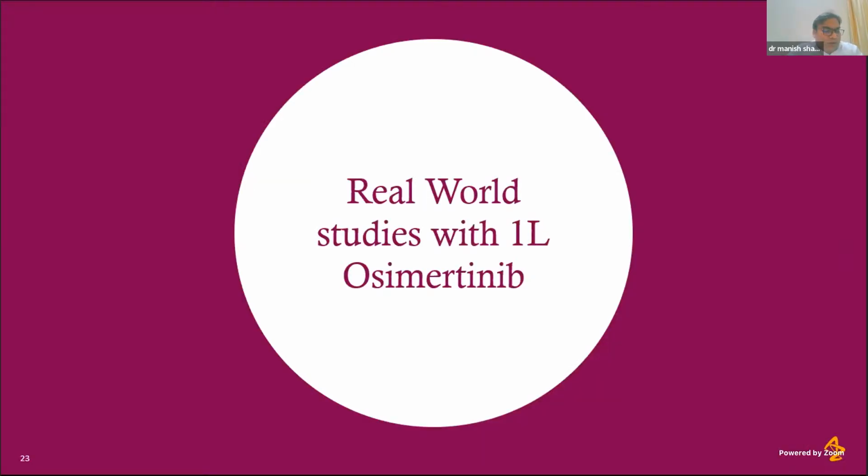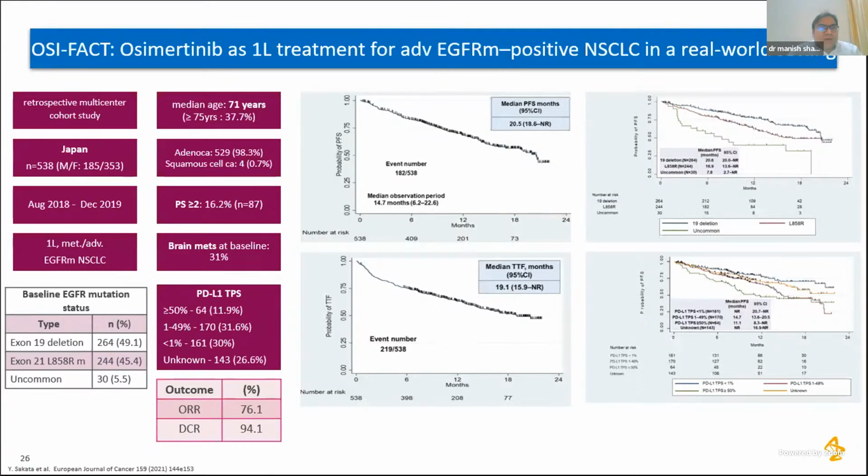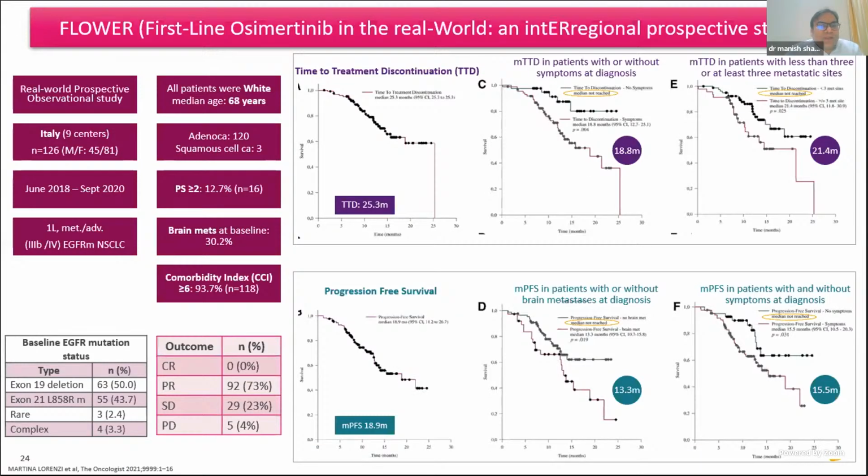Coming on to the real world data with first line osimertinib, there are two studies which I will be discussing. First is the FLOWER study and the other is the OCFACT study. So FLOWER is first line osimertinib in the real world, an integrated prospective study. This was done in Italy in 9 centers from 2018 to 2020, and first line patients who had metastatic EGFR mutant NSCLC were included. All the patients were white and the median age was 68.